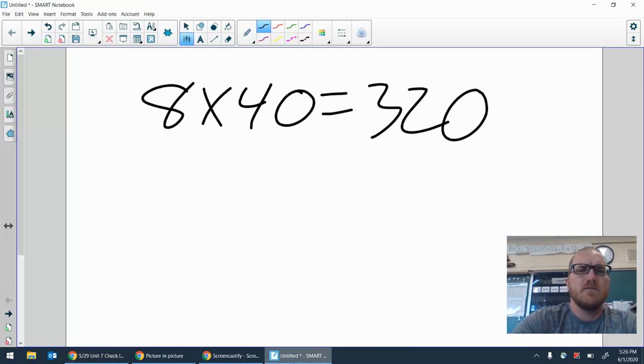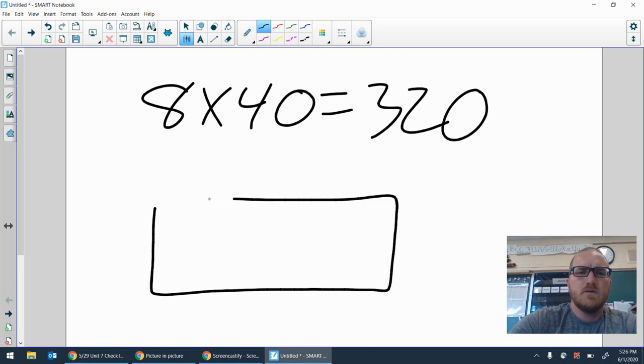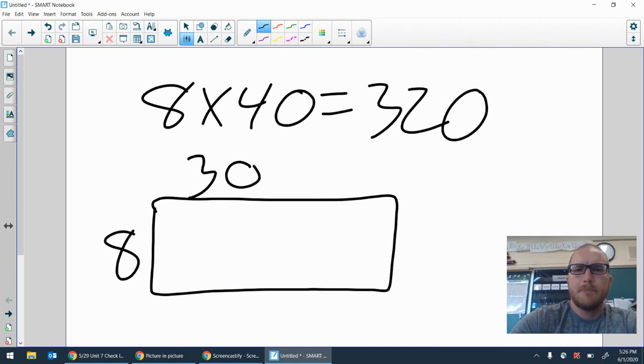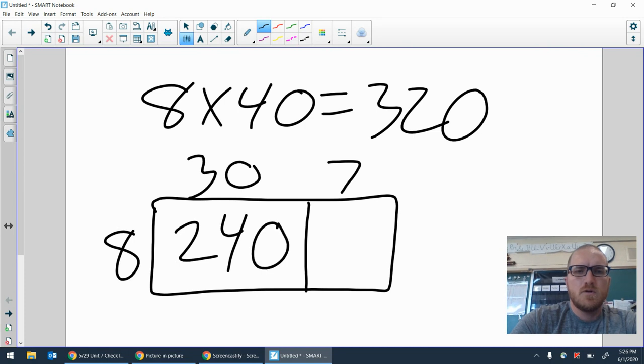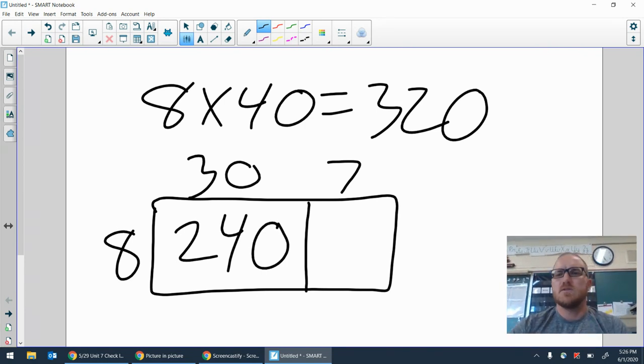If I was going to solve this problem, a quick, easy way would be doing our area model. So we said 30 and 7. Split it apart right there. 8 times 30 is 240. Once again, I know that because I know 8 times 3 is 24, and so once again, it's 10 times bigger. Whenever you're multiplying by a number that ends with a 0, it's a multiple of 10, so you can move it over. 8 times 7 then is 56, and I simply add those together.